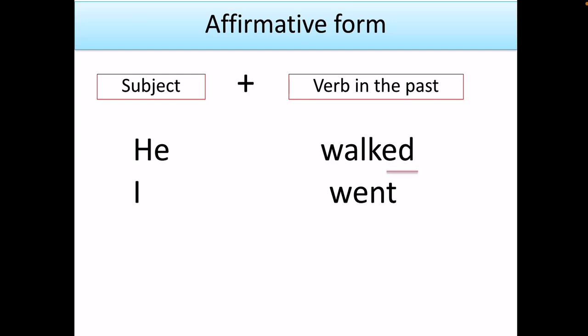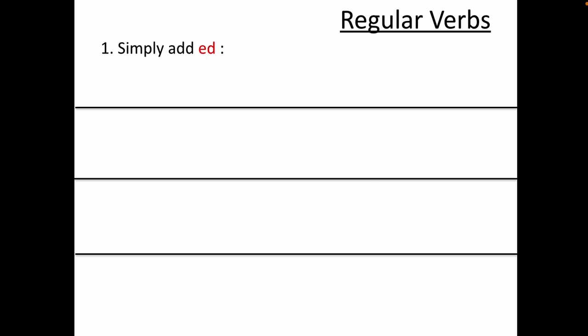Now, I want you to check here we have walked. When we want to change the verb to the past, we have regular verbs and irregular verbs. Let's start with the regular verbs, الأفعال القياسية, and how to change it to the past وكيف نحولها إلى صيغة الماضي. First we just simply add ed. Most of the verbs we just add ed. بعض الأفعال فقط نقوم بإضافة ed. For example, walk, walked. Clean, cleaned. Just add ed.